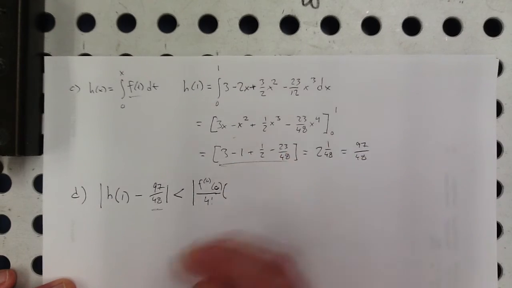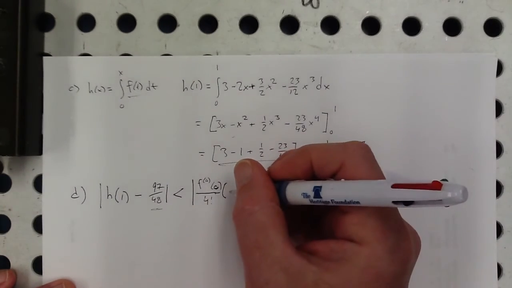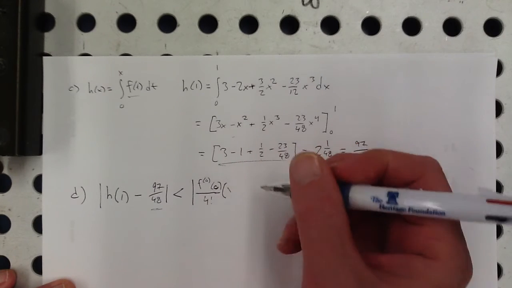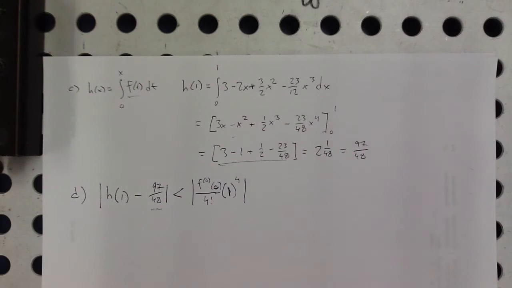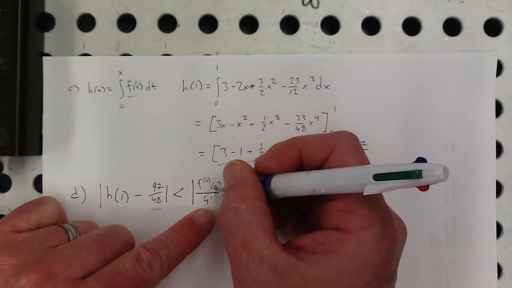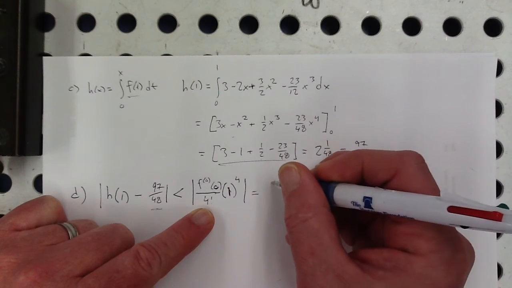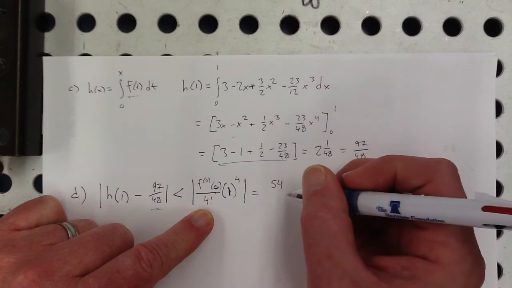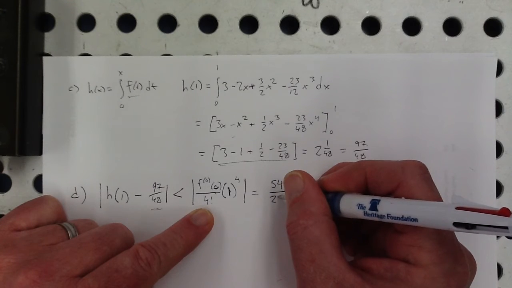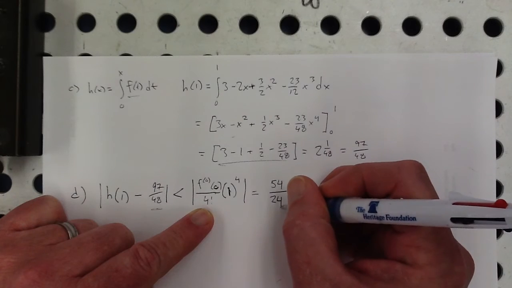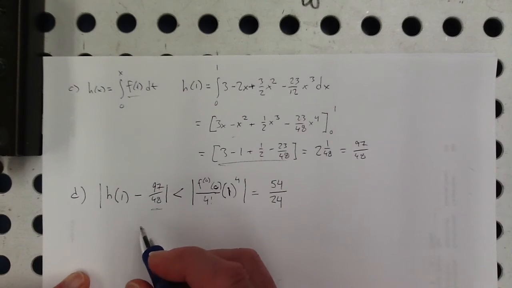times, what are we plugging in? 1? Right? So that is equal to the fourth derivative, which is 54, over 4 factorial, which is 24. Oh, wait a minute. What am I plugging these into? I need to find the next term.